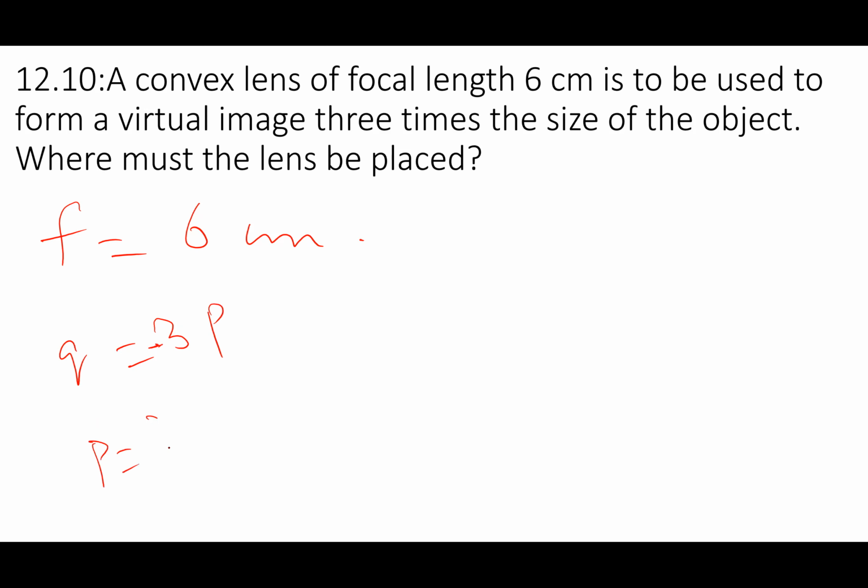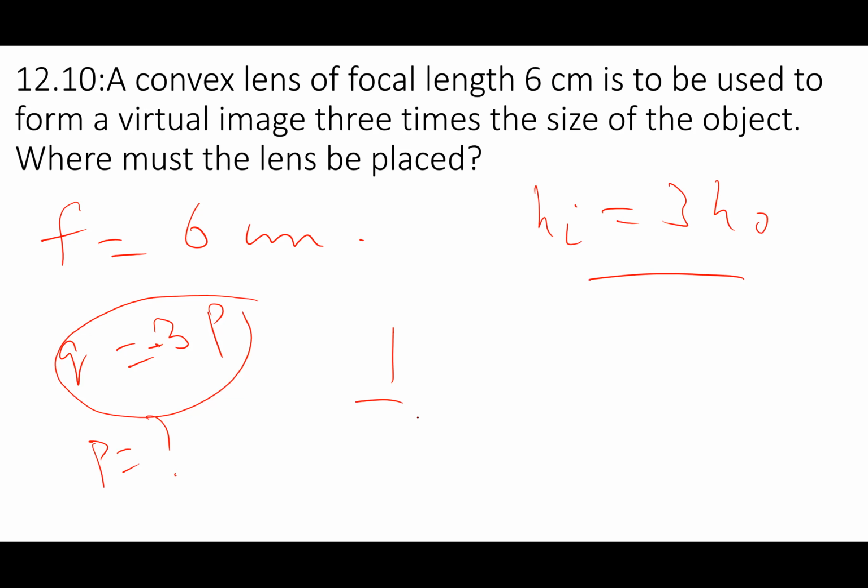P is the question mark. 6 centimeter. It is written in both ways. You can take this condition directly, or height of image, focal length, used the virtual image 3 times the size of the object. You can use this also.